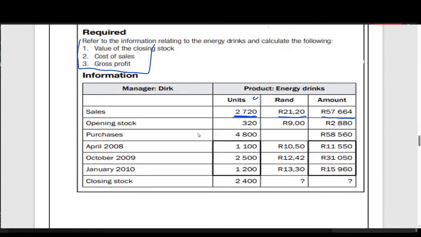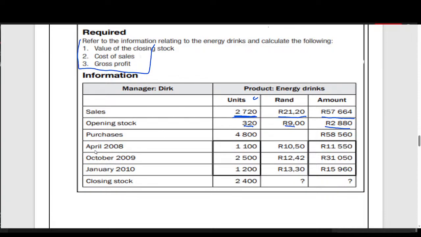Okay, now opening stock: we had 320 units. Each unit was 9 rand. The value of those 320 units was 2,808.